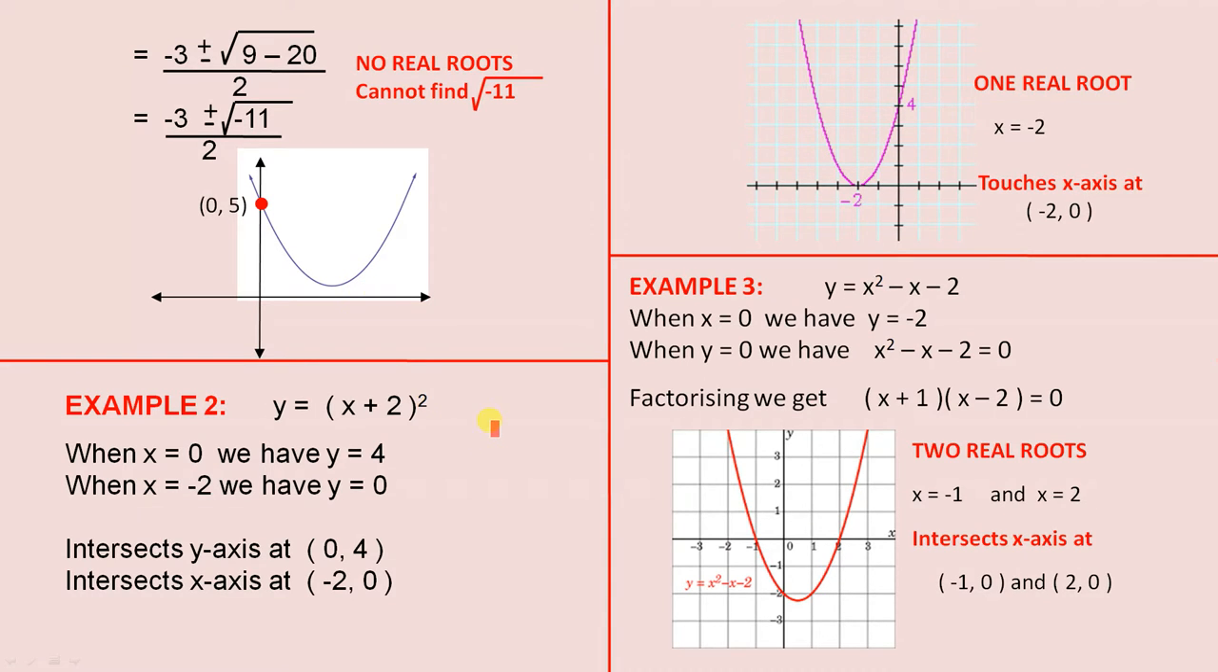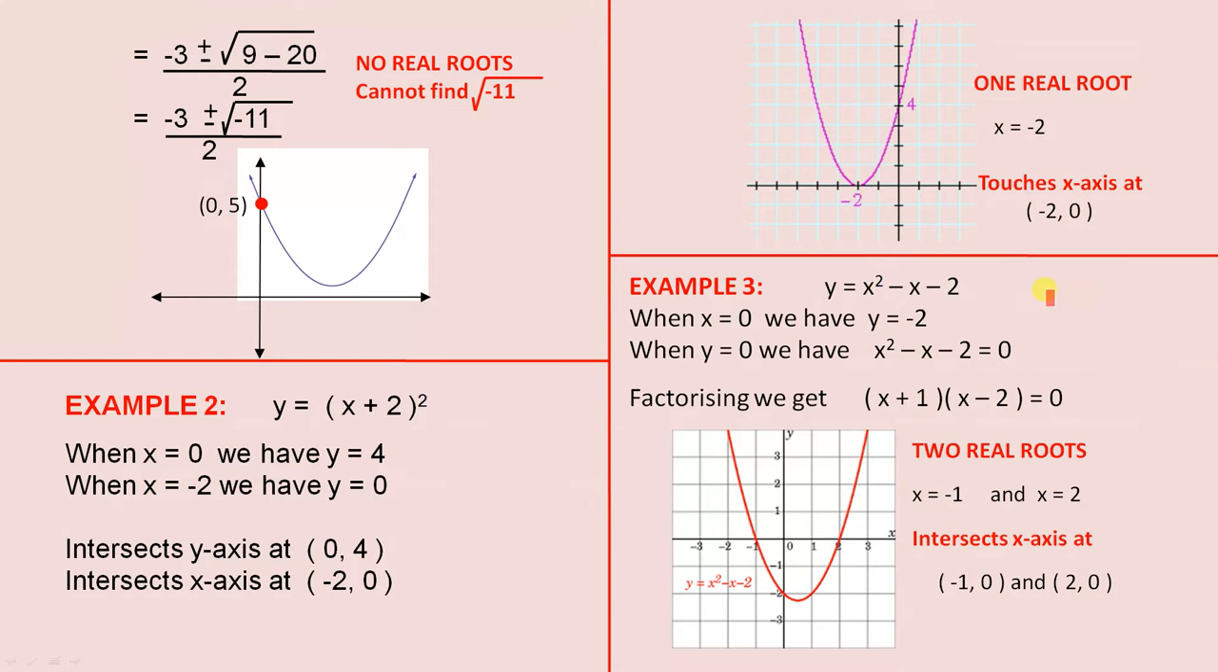Example 2. y equals x plus 2 all squared. When x equals 0, we have y equals 4. So that parabola intersects the y-axis at the point 0, 4. When x equals minus 2, we have y equals 0. So it intersects the y-axis at 0, 4, and it intersects the x-axis at minus 2, 0. So here's the sketch of the parabola. It has one real root, which is x equals minus 2, so it touches the x-axis at minus 2, 0.